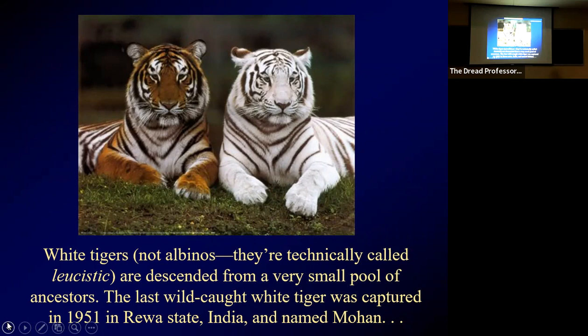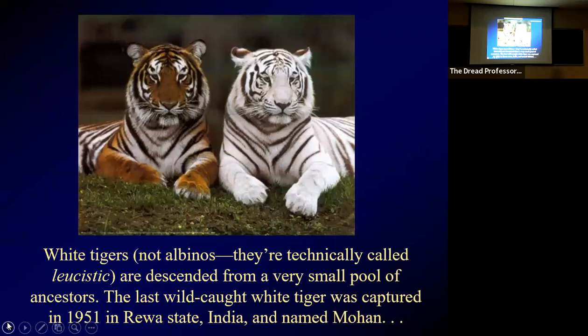And yeah, here's another example. That is, of course, a white tiger, not actually albino. An albino would not have any black stripes. This one, the white tiger, is not producing the orange-brown form of melanin, but it is producing the black form. That's technically called being leucistic. It's different from albino. The last wild-caught white tiger was captured in India in 1951 and was named Mohan.